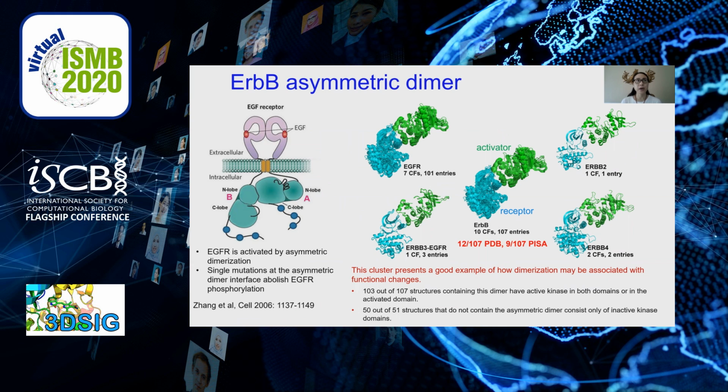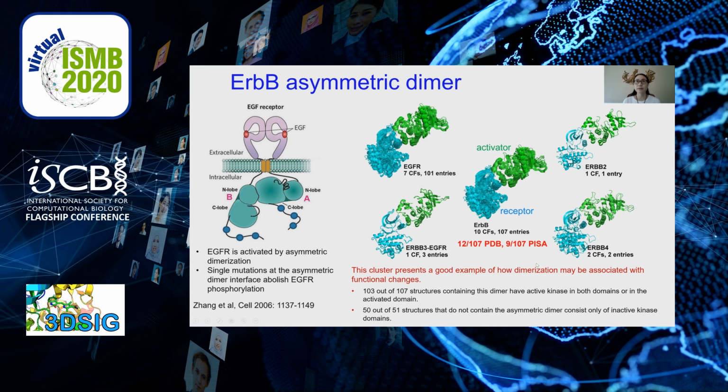My topic is about generating hypotheses for biological assemblies. So I show you 4 homodimers. The first one is the ErbB asymmetric dimer. In 2006, Zhang et al. did mutation experiments and discovered EGFR is activated by this asymmetric dimerization. ProtCID has a cluster for this asymmetric dimer. It contains 4 ErbB proteins, EGFR, ErbB2, ErbB3, and ErbB4.